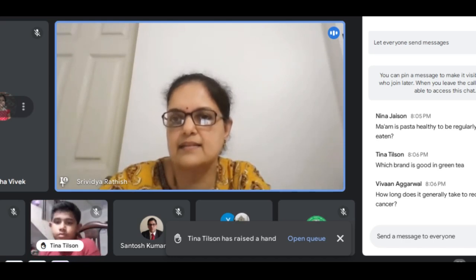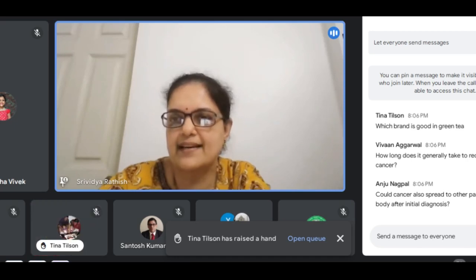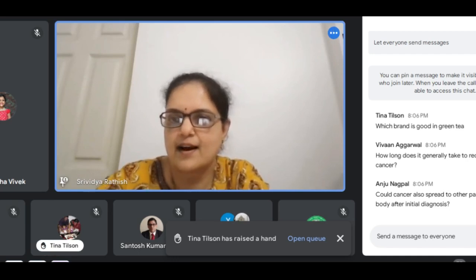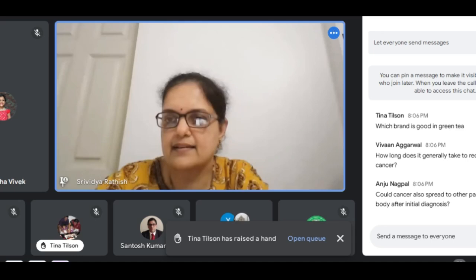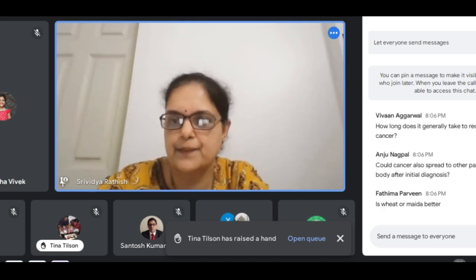Symptoms of lung cancer, is fasting preventive? Yeah, yeah. Which brand is good in green tea? I do not know. I think all brands are good enough. How long does it generally take to recover from a cancer? That depends on how early it has been detected and how efficiently it has been managed.